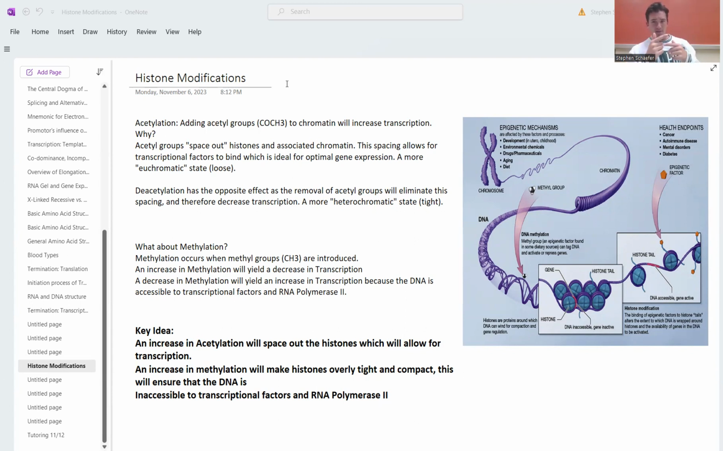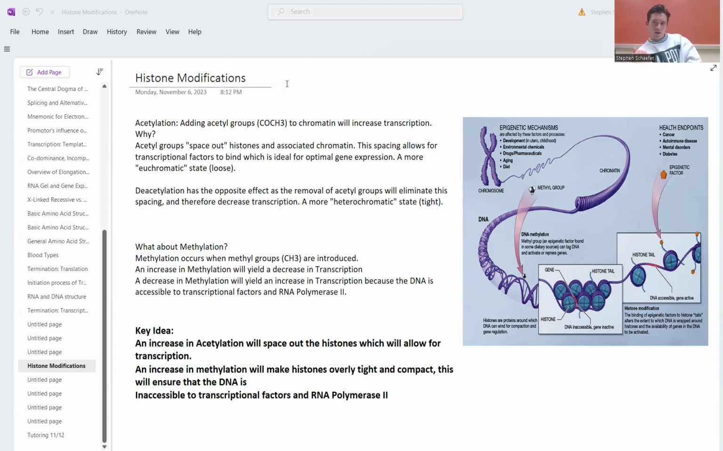Deacetylation is the opposite effect of acetylation. So you're removing those acetyl groups. You're deacetylating, and so you're eliminating the spacing that we've created. Therefore, we're decreasing transcription because we're inducing a more heterochromatic state, a more tightly bound state. So imagine you're a transcription factor and you're trying to bind to this DNA. It's going to be blocked off by this deacetylation effect.